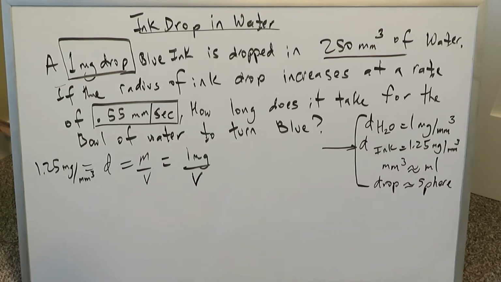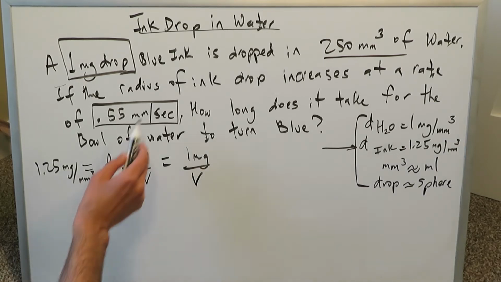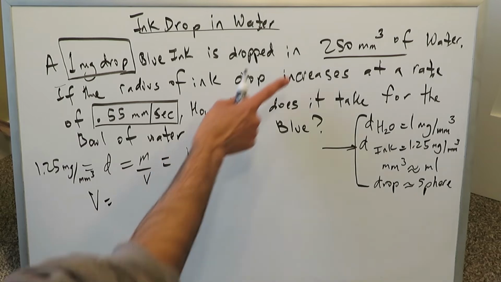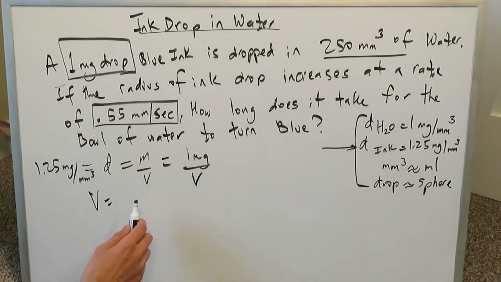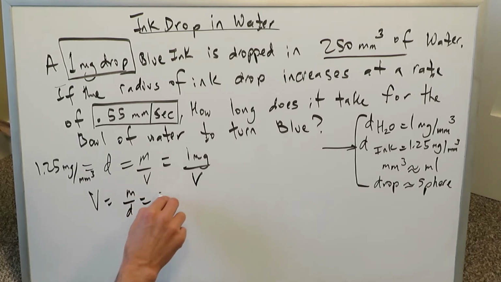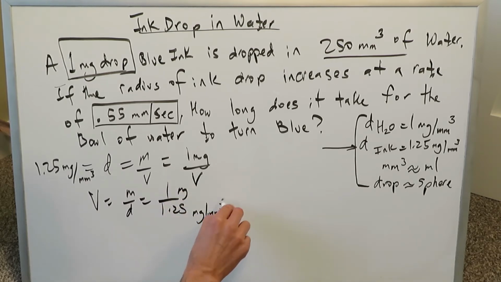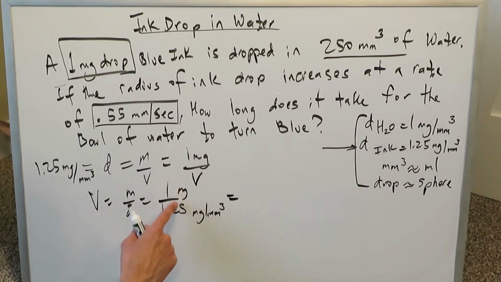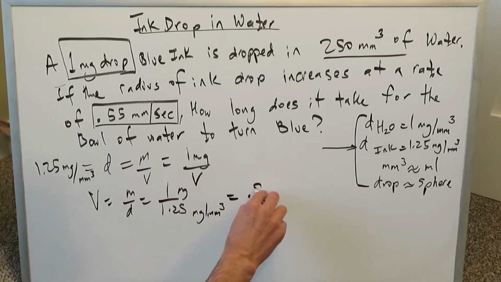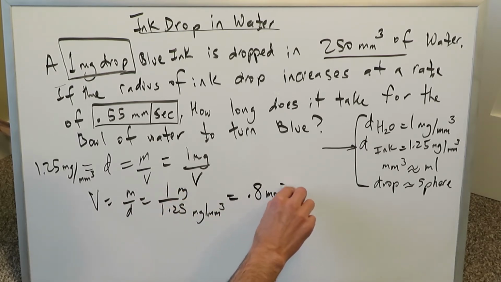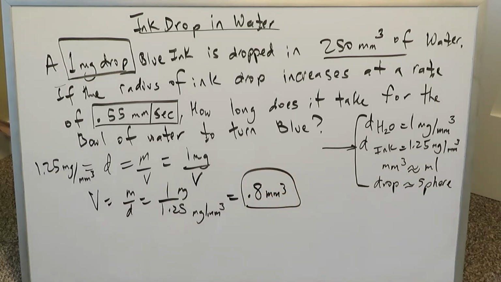We have to calculate this volume because it'll give us an idea of how much blue ink was dropped into that 250 milliliters of water. So volume is equal to mass over density, which in this instance is 1 divided by 1.25. You have milligrams in the numerator and milligrams over millimeters cubed in the denominator. When you do 1 divided by 1.25, you'll get 0.8 millimeters cubed, the volume of that drop of blue ink.